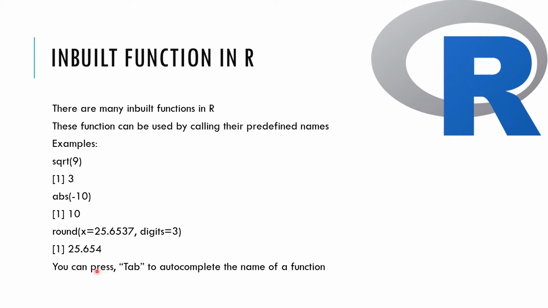In case you want to get a function by typing just the first few letters of the word, you just type the first few letters and press tab on your keyboard. So R will automatically understand which function you're calling and it will display that function.